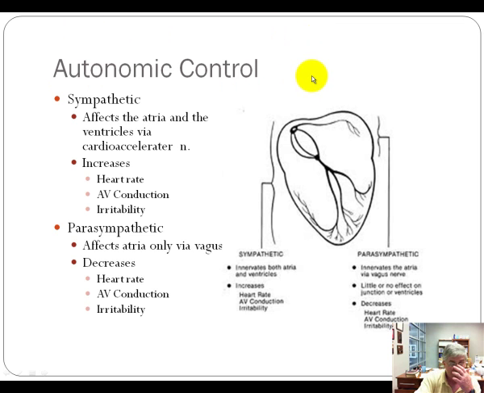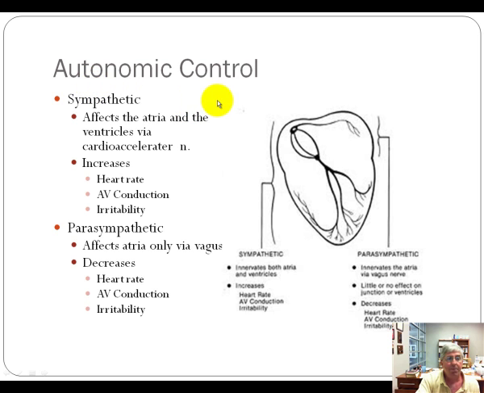In other words, we said that certainly the SA node that's represented here can fire on its own, and it does fire on its own. It has intrinsic capability to fire on its own, but it can be affected. The heart rate, of course, can go up and it can go down. Y'all are very aware of that, and that is controlled by our autonomic nervous system.